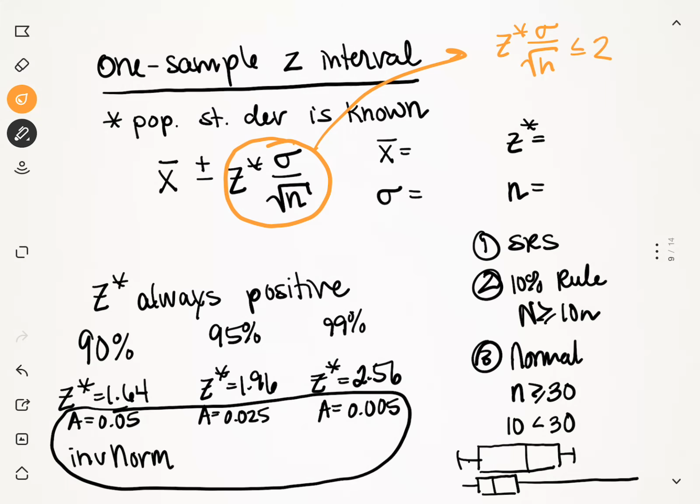Then I find critical z, and I find my population standard deviation, and then I solve for n to determine my sample size, and we always round up. Remember, always round up, because bigger sample sizes will ensure a smaller variability.